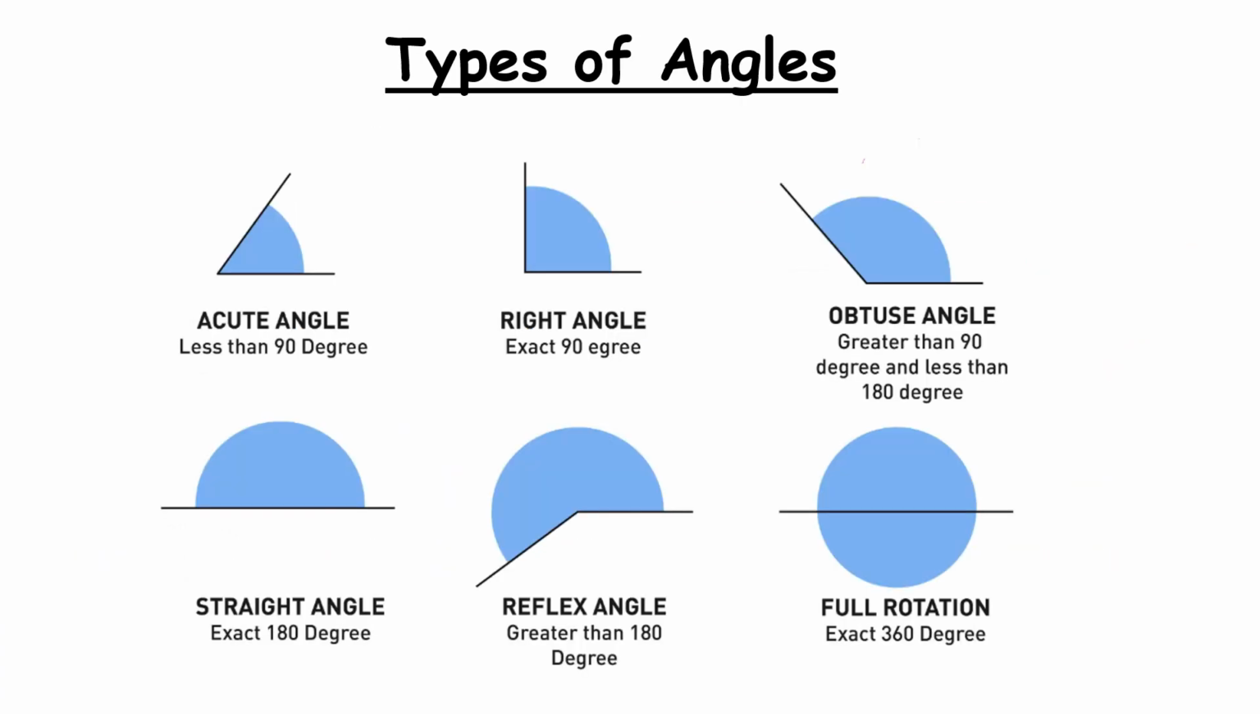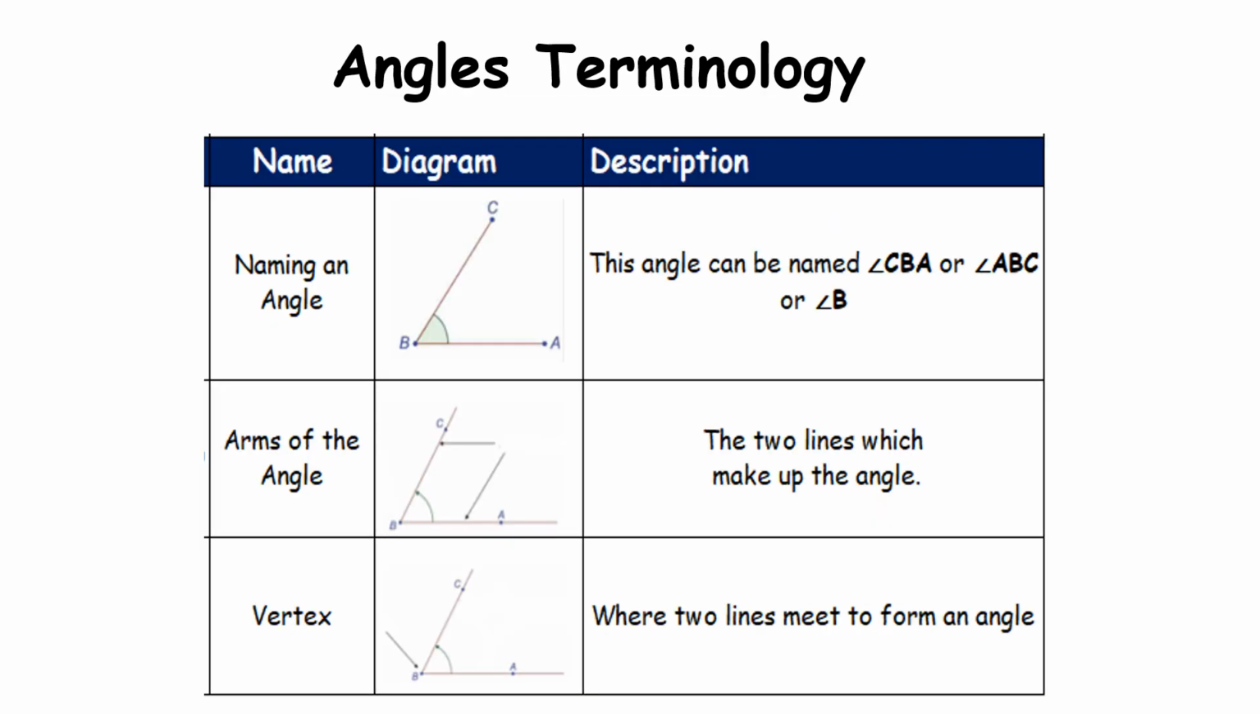So now let's talk about some angles. So we have an acute angle, which is less than 90 degrees, a right angle, which is exactly 90 degrees, an obtuse angle, which is between 90 and 180 degrees, a straight angle, which is 180 degrees, a reflex angle, which is greater than 180 degrees, and a full rotation, which is 360 degrees.